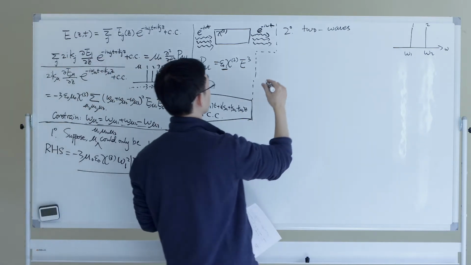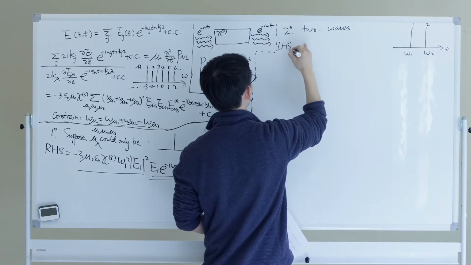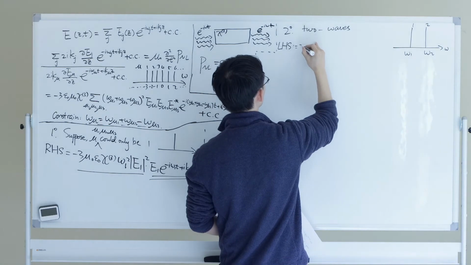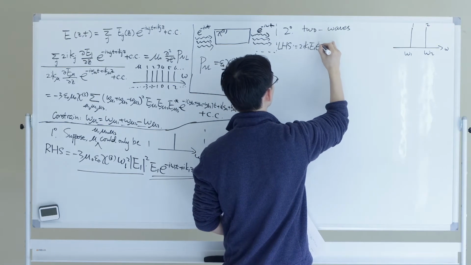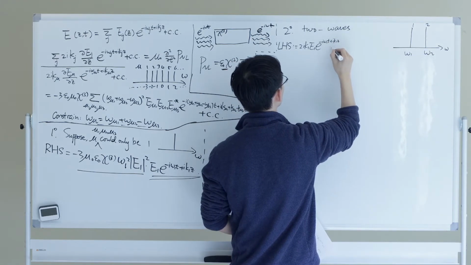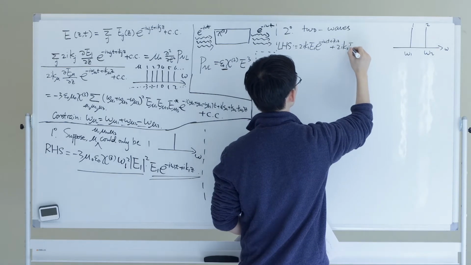Let's say the left-hand side of this equation equals 2ik1 E1 e to the minus i omega t plus 2ik2 E2.